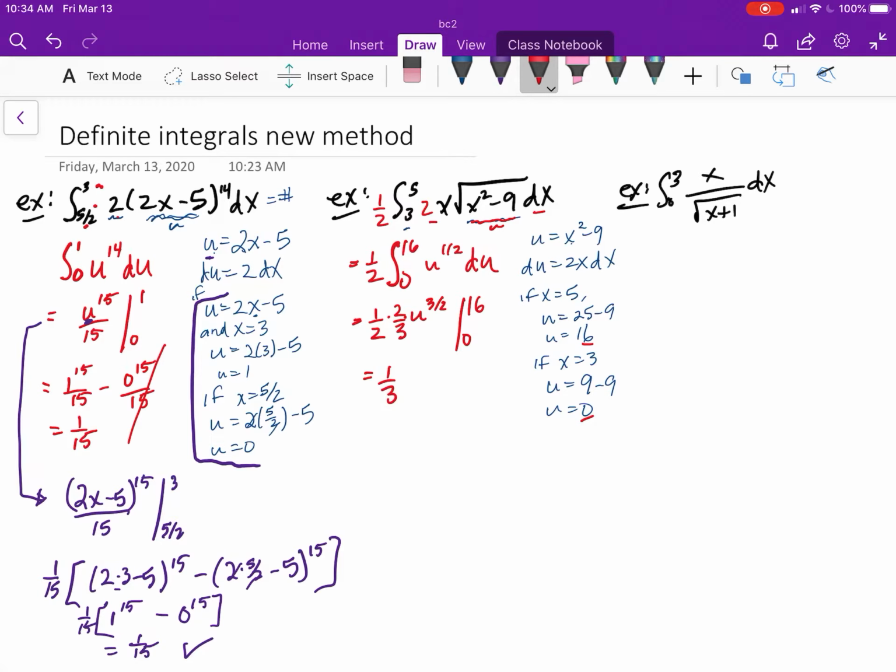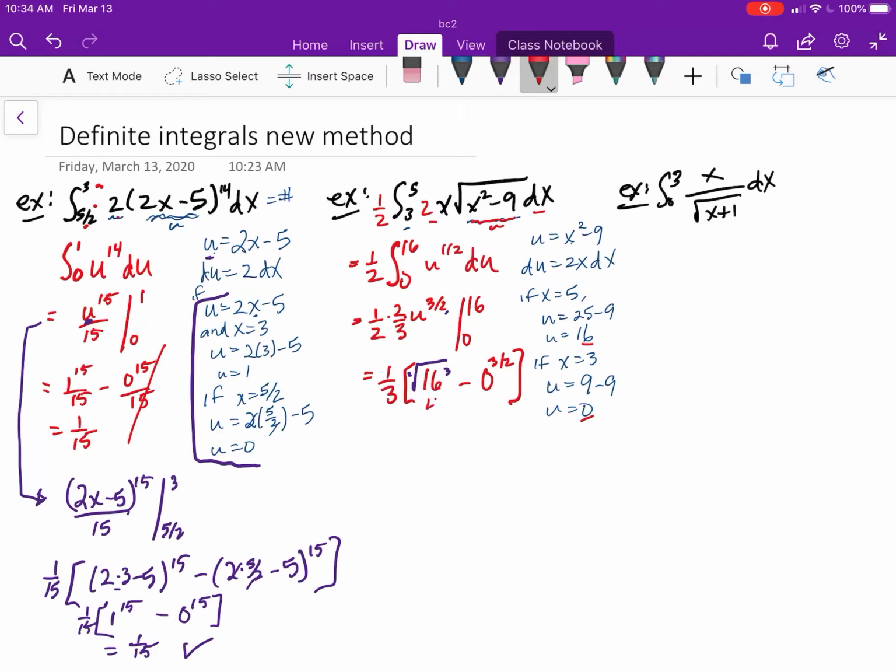So the 2's cancel, we get 1/3. Substitute 16, 16 to the 3/2. The 3/2 power, remember, means square root, that's the denominator, the 2 there, and then cubed. Minus 0 to the 3/2, I don't even need to rewrite it, 0 to any power, with the exception of 0, is 0.